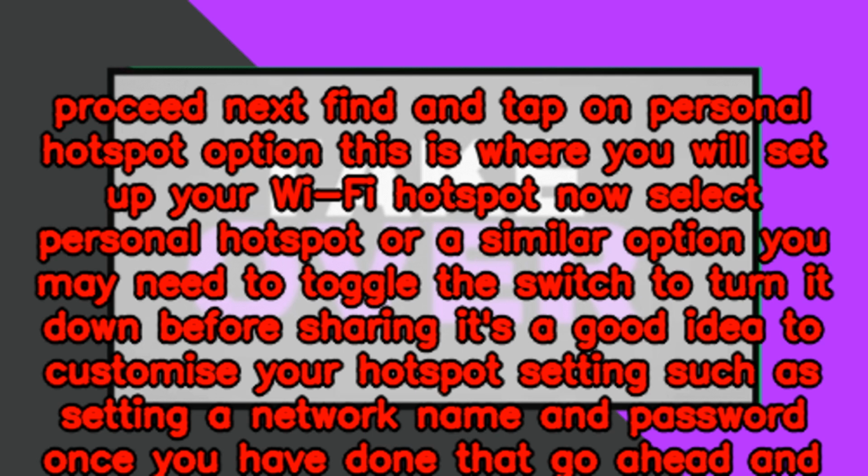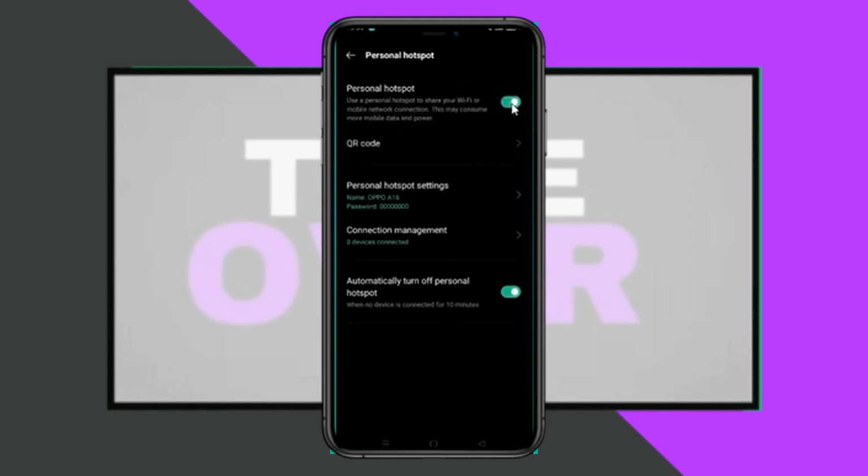Before sharing, it's a good idea to customize your hotspot settings, such as setting a network name and password. Once you have done that, go ahead and tap on save or done.